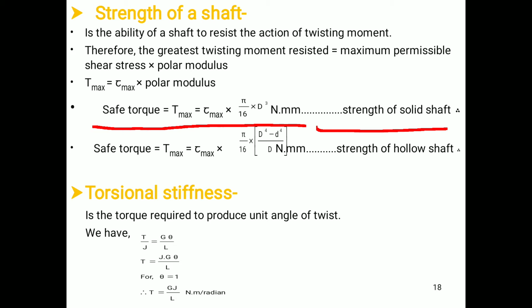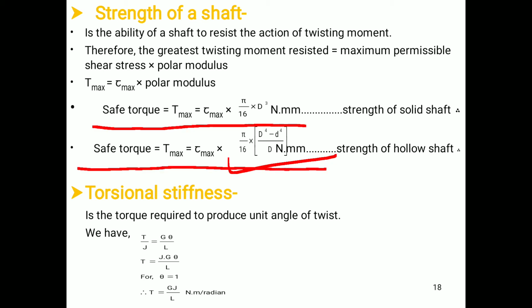In the same manner we will discuss the hollow shaft. Shaft torque for the hollow shaft is given by T maximum is equal to tau maximum into polar modulus, that is pi by 16 D, capital D, into bracket capital D raised to 4 minus small d raised to 4. It is given over here, and again the unit is Newton mm. This is the strength of the shaft.